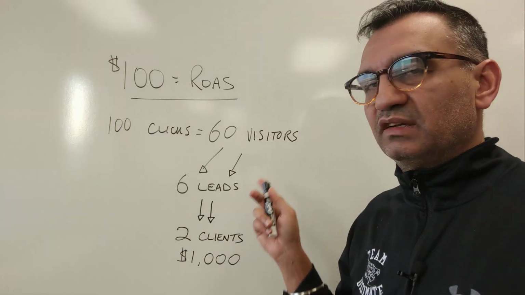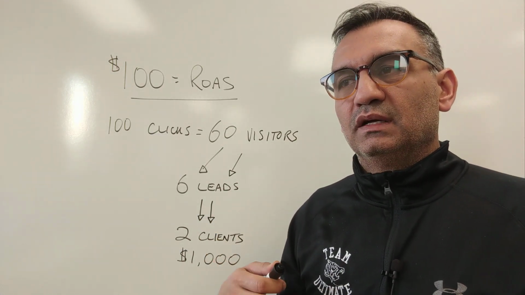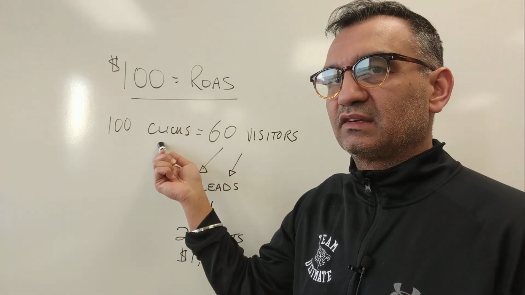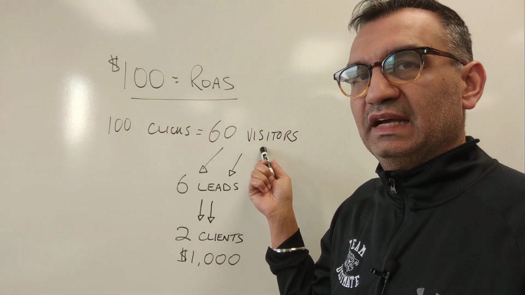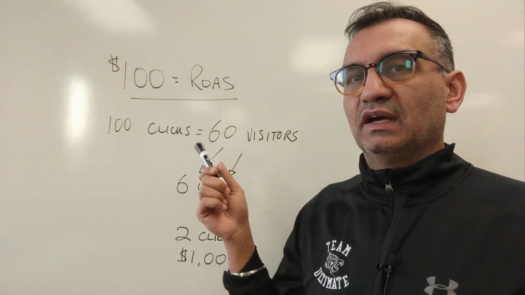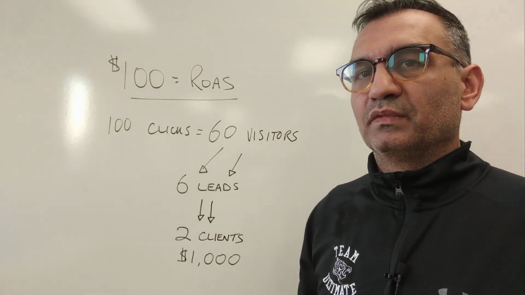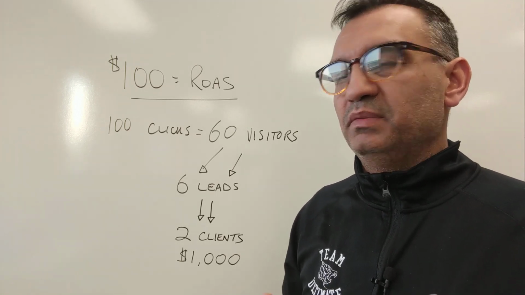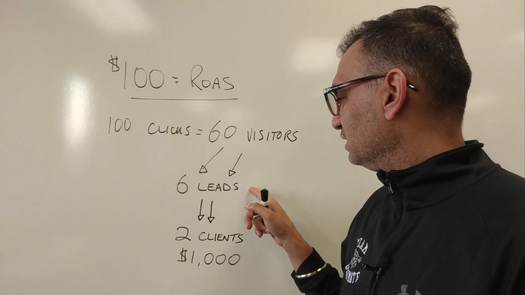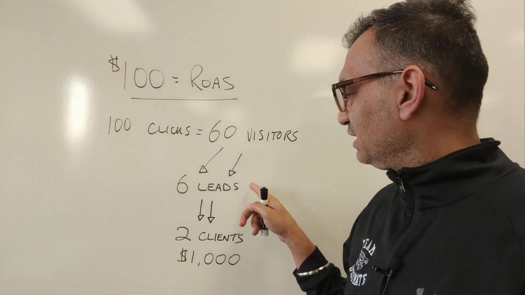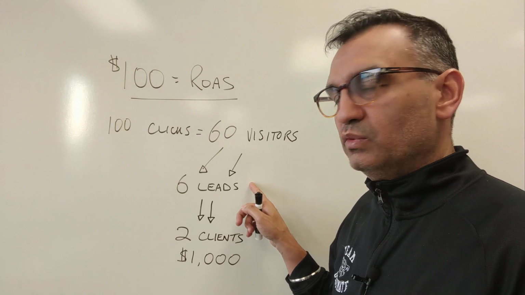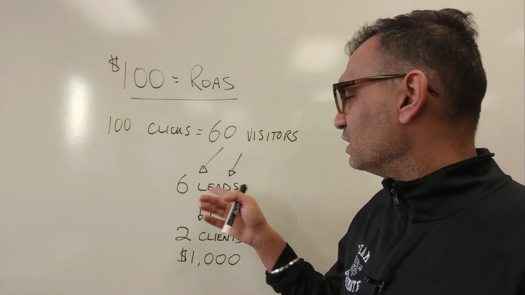In this case, I'm saying 60% actually end up visiting your landing page, because we do need to understand that while you are paying for clicks, the actual metric you're looking at is the actual visitors, the people that actually load your page and look at your landing page or your checkout page, whatever it might be. Out of these 60 visitors, you may get a 10% conversion, which will lead to 6 leads, let's say. So 6 leads would be $100 divided by 6, which would give you a cost per lead.